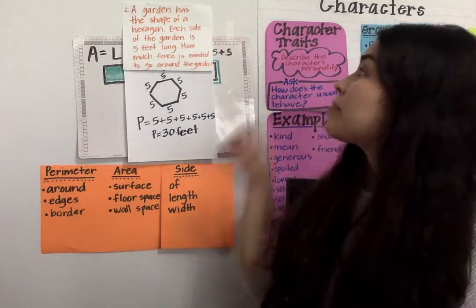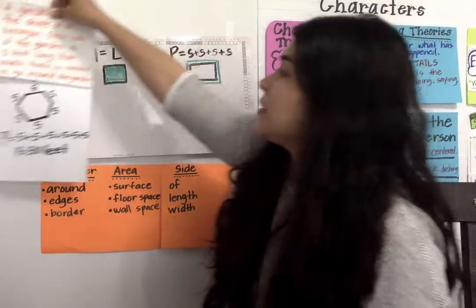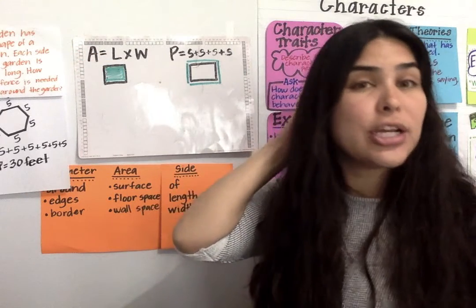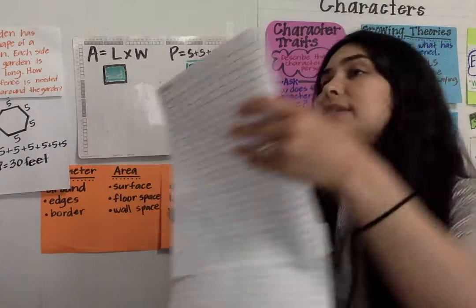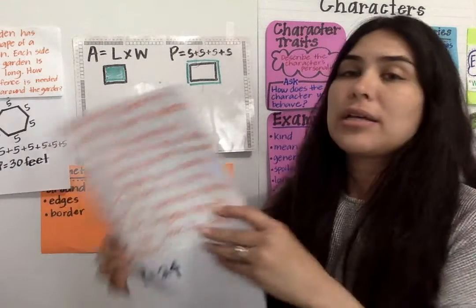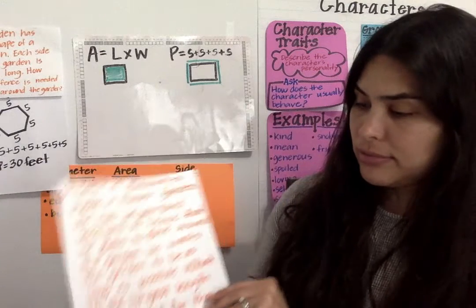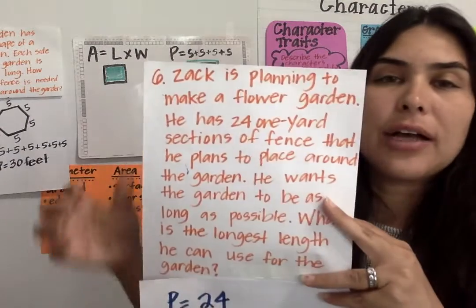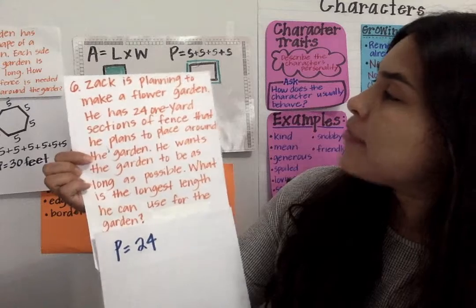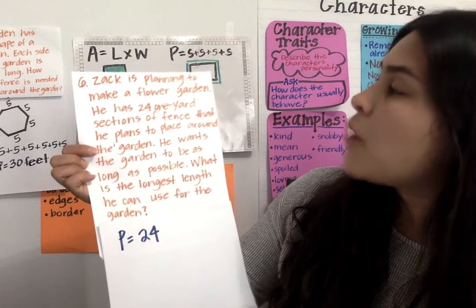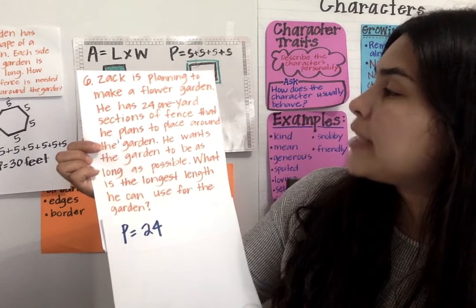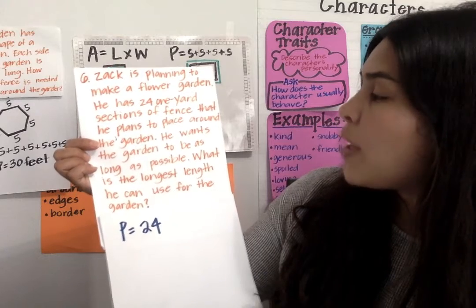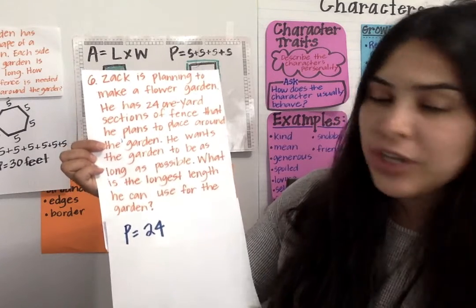Okay. So there's one example. I know word problems are a little bit trickier, so I would like to do a couple more with you guys together, okay? So I have this next one here. Zach is planning to make a flower garden. He has 24 one-yard sections of fence that he plans to place around the garden. He wants the garden to be as long as possible. What is the longest length he can use for the garden?